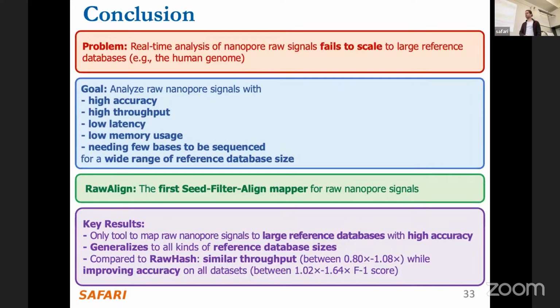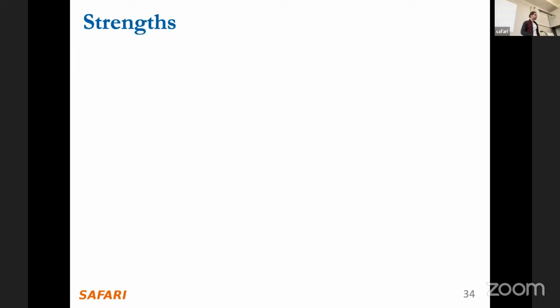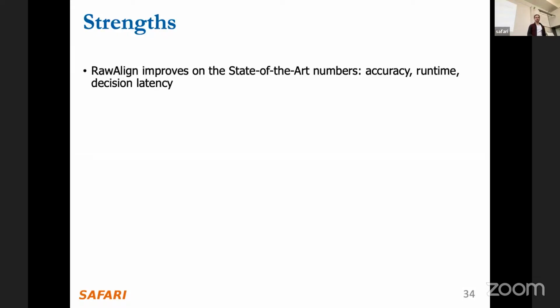Right. Any questions? Otherwise, we can quickly go into an analysis. No questions. Very good. You understood everything. Great. So I'm analyzing my own paper here, but I tried to hold myself back with strength.